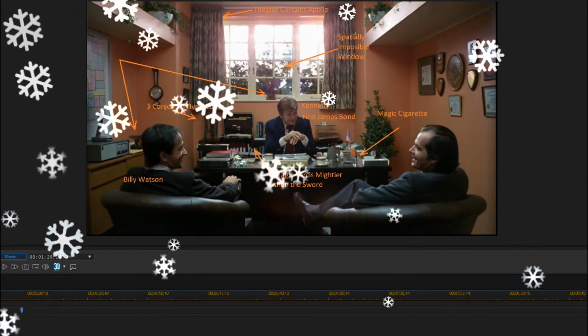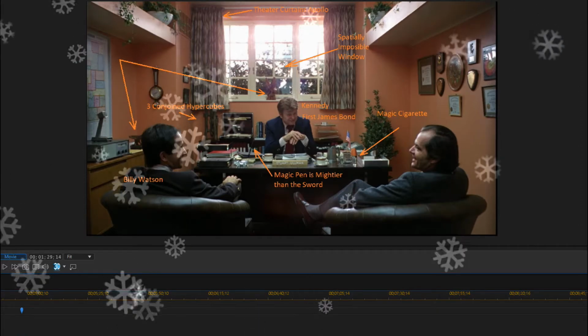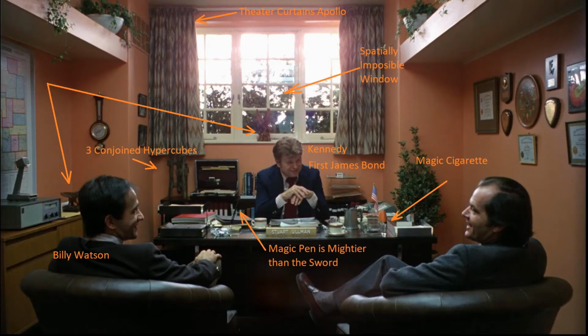We have the spatially impossible window. We have the bronze eagle that disappears during the scene. We have the other bronze eagle which disappears when Jack goes to disable the radio. So there's various magic items in this room. We have a magic folder, 3 different magic pens, a magic cigarette, and a magic eagle.